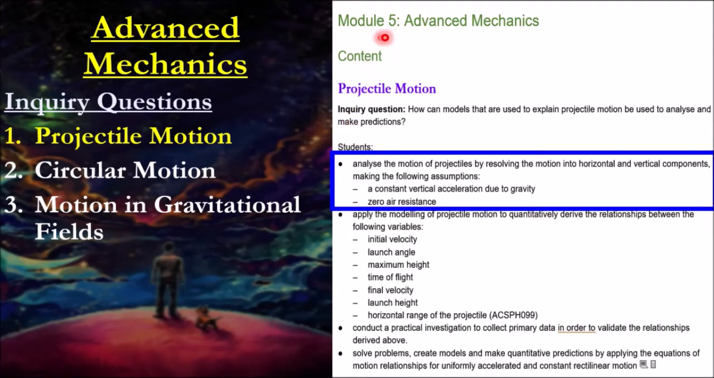Today we'll be covering Module 5, Advanced Mechanics. This is the start of the Year 12 Physics syllabus. We are going to go through Inquiry Question 1, Projectile Motion, with a focus on this particular dot point. You can see there are 3 inquiry questions in total for Module 5.